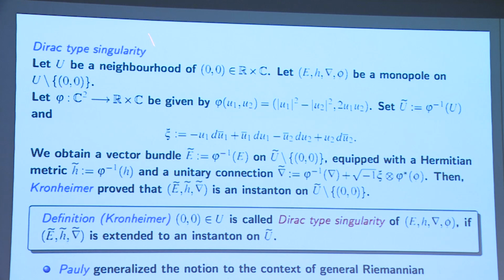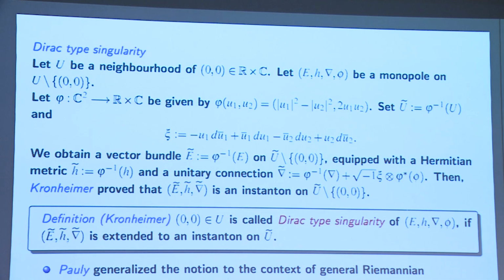Let U be a neighborhood of (0,0) in R × C. And we consider a monopole given on U minus (0,0). We consider the Hopf fibration from C^2 to R × C given by this formula. As the pullback of U, we obtain Ũ, which is a neighborhood of (0,0). Then we obtain the vector bundle Ẽ on Ũ minus (0,0). It is equipped with the metric obtained by the pullback. And it is also equipped with the unitary connection, which is induced by the original connection ∇ and Higgs field φ in this way.